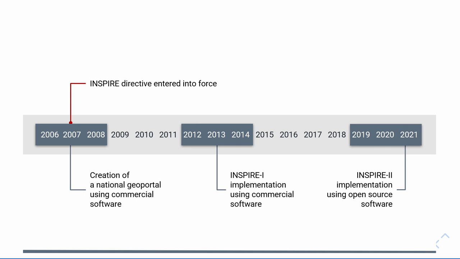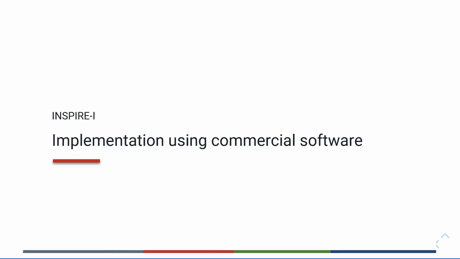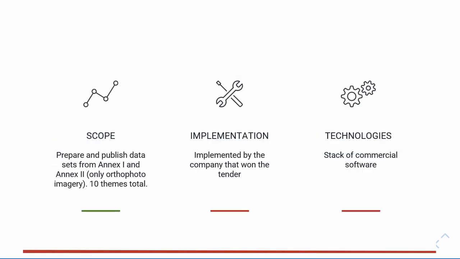So let's see the difference: implementation using commercial software and implementation using open source. The scope at this time was not so big. It was about 10 themes from the first Annex. Who is not familiar with what an Annex is? The Annex is a group of themes. The first Annex is about reference data, like transportation, hydrology, parcels, and so on.